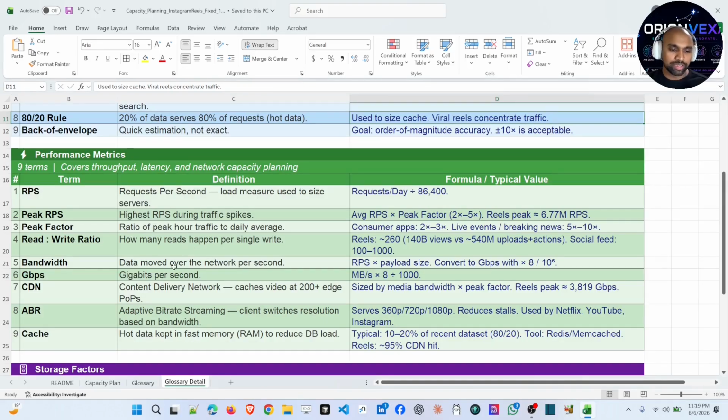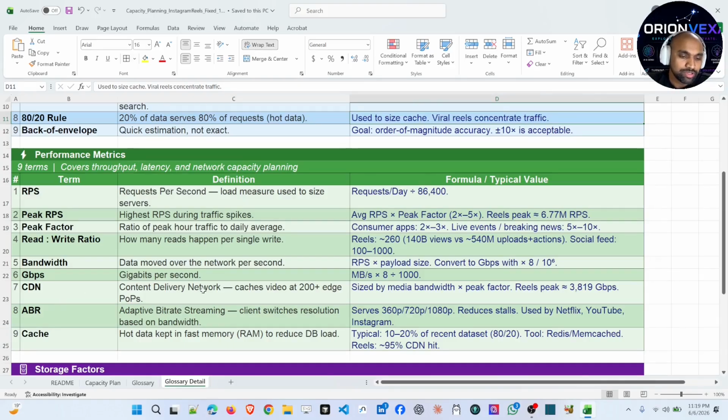Bandwidth is the data moved over the network per second: RPS times payload size, request per second times payload size. Then it has to be converted into GBPS by dividing by 10 raised to 6. GBPS is gigabits per second, so whatever we get in gigabytes per second, multiplied by 8 and divided by 100, we will get the gigabits per second.